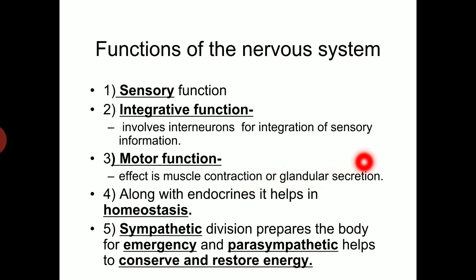Along with endocrine, it helps in homeostasis, maintenance of internal environment of cell. And sympathetic and parasympathetic function. Sympathetic division of nervous system prepares the body for emergency condition, and parasympathetic helps to conserve and restore energy.